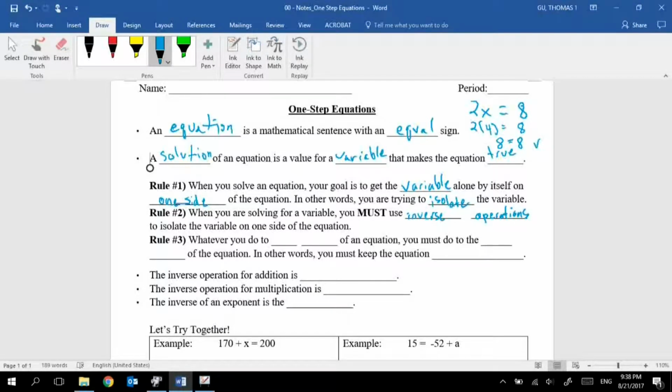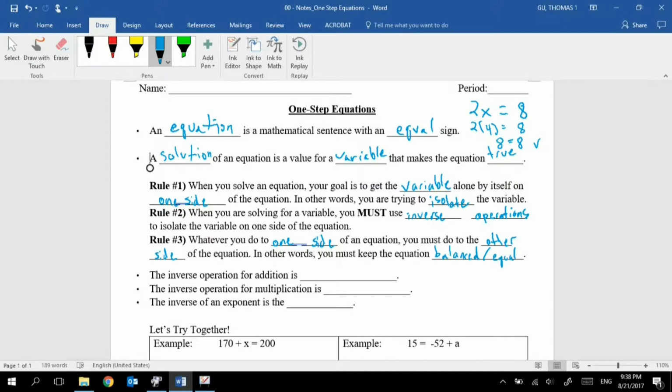Okay, and then rule number 3, this is the big one, okay? Don't mess up on this one, y'all. Whatever you do to one side of an equation, you must do to the other side of the equation. In other words, you must keep the equation balanced, equal, balanced or equal.